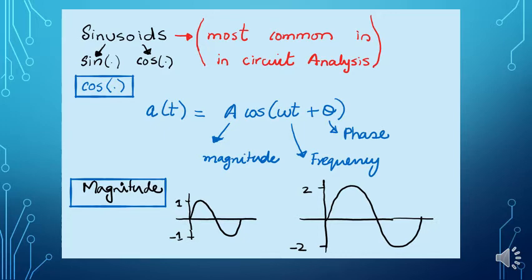The representation of a sinusoid: if we say a signal whose name is a of t, with respect to t, it is in the form of A cos(omega t plus theta). It is a common form, we have mostly heard about it. So what are the things represented in this signal? a of t is the name of our signal. The capital A represents the magnitude of that signal. Omega t represents the frequency, and theta represents the phase. Now we are going to discuss all three things separately.